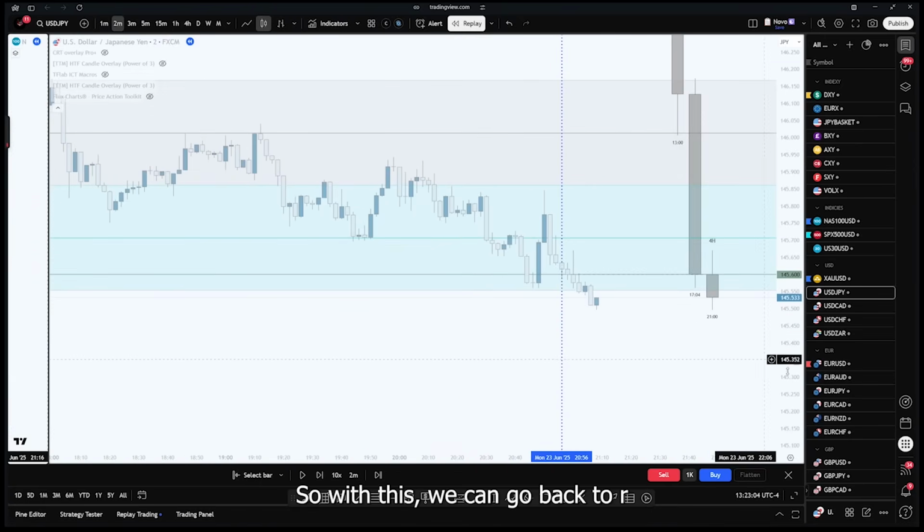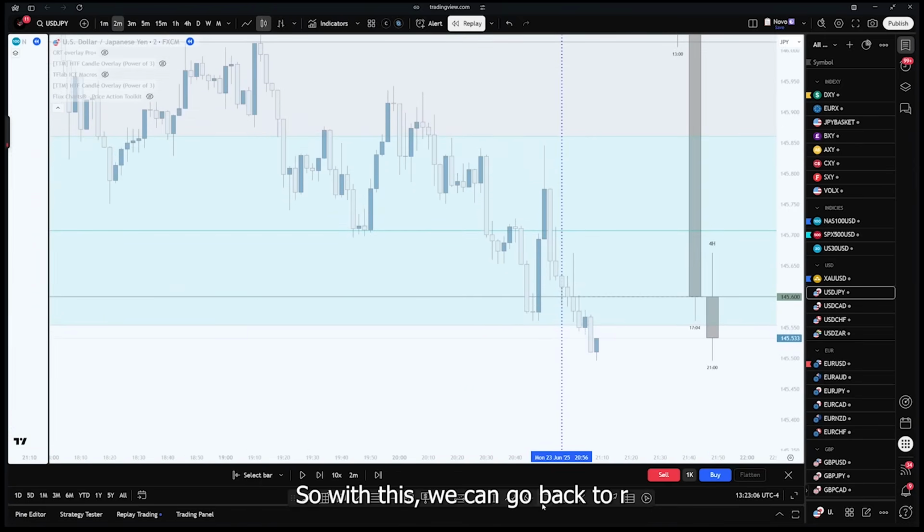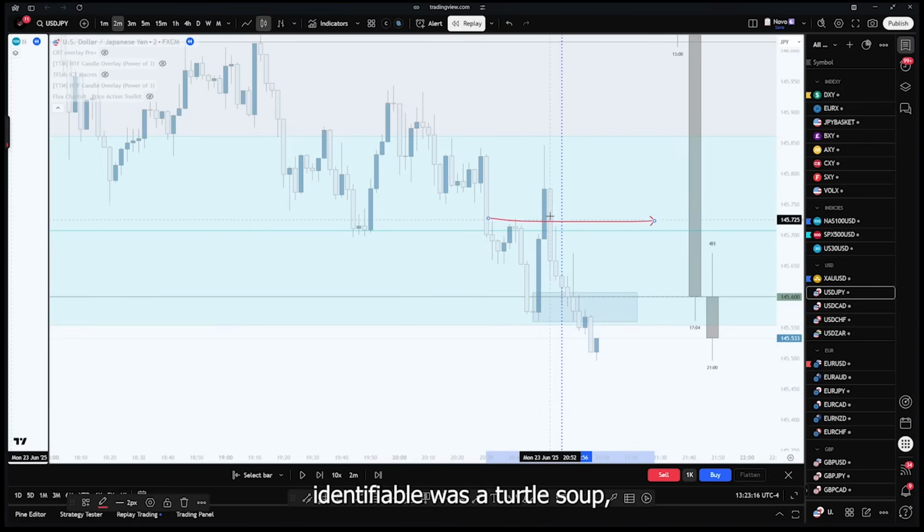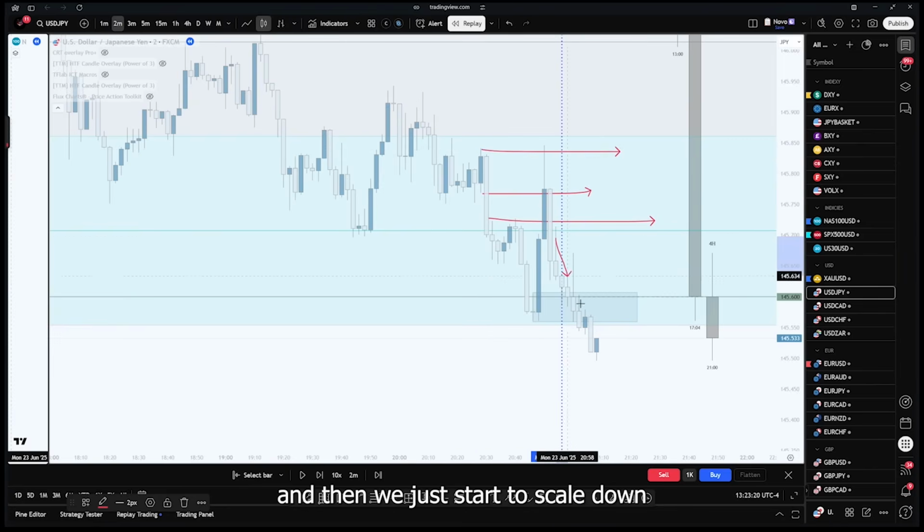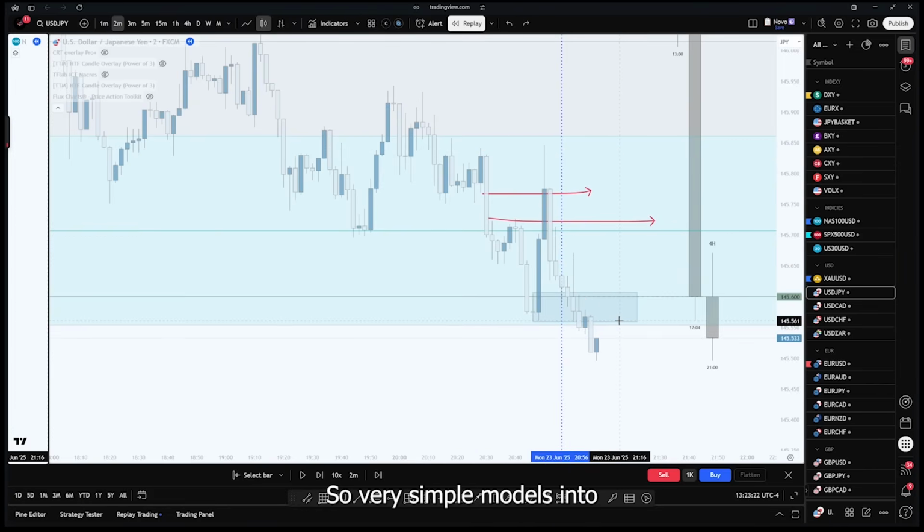Okay. So with this, we can go back to our CRT. We can go back to our ICT entry models we would have learned. A very basic one that is easily identifiable was a turtle soup, which then led to price coming to this prior order block here. And then we just start to scale down lower. So very simple models to enter with the continuation here.